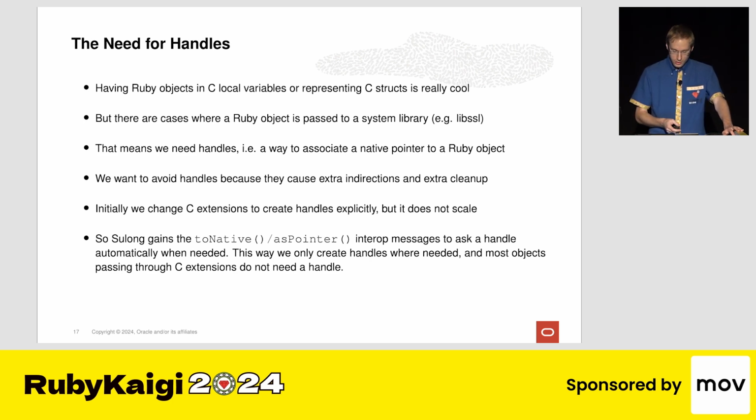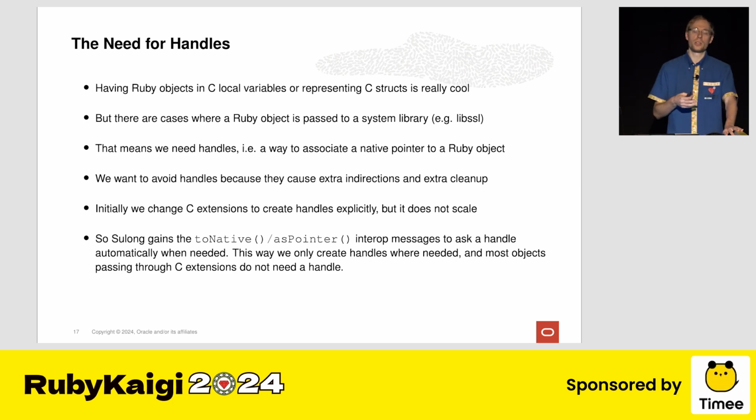What we did initially, to avoid too many handles, was to change the extension, like zlib, explicitly and only create the handles where we need them. But that doesn't scale because there are so many C extensions, you cannot modify all of them. So the solution there is that Sulong gained 2 new messages, to native and as pointer. It's a way for Sulong to say, hey, I really need a native pointer or native integer to represent this object. At that point, it automatically asks Ruby for a handle, and we create it. This solution is nice because it creates handles only for the case where it's really needed and there's absolutely no way to avoid it.